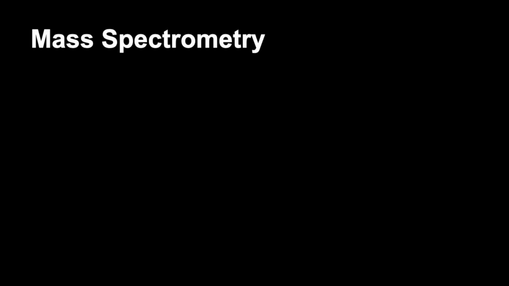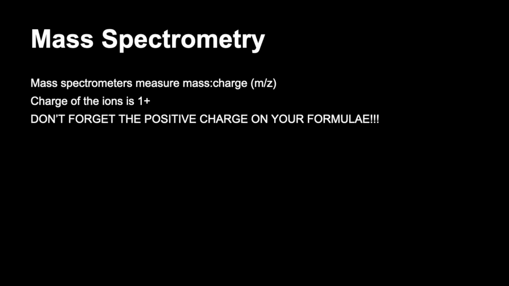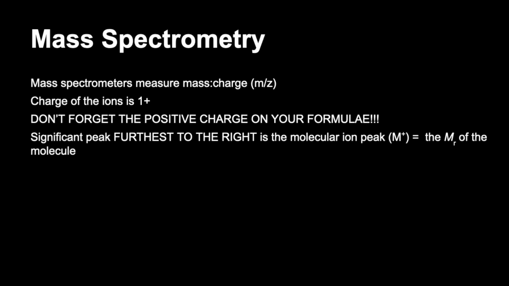So moving into the last few slides now, mass spectrometry next. Mass spectrometers measure the mass to charge ratio, or m/z for short. The charge of the ions that causes the peak is 1+. Whatever you do, don't forget the positive charge on your formulae. It's a really common mistake and it's so easy to put right. The significant peak that's furthest to the right on your spectrum is called the molecular ion peak, or M+ peak for short. That tells you the Mr of the full molecule.